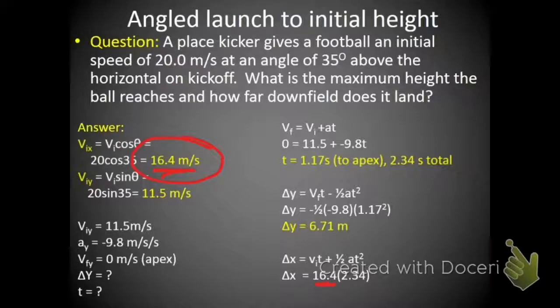And the second mistake students make is that now the projectile goes the whole way up and down. So we're not just using the time to the apex anymore. Now we want the total time for this entire trip. That's why I used the 2.34 seconds. Plug those in and solve, and I find that it goes 38.4 meters down the field. So that's how you approach an angled launch returning to the initial height.